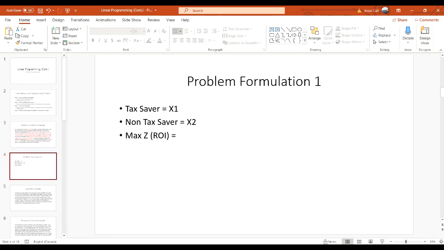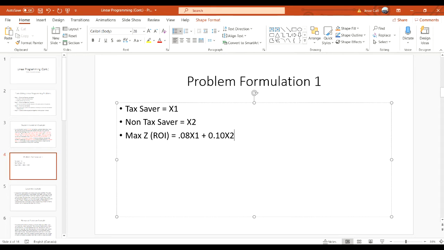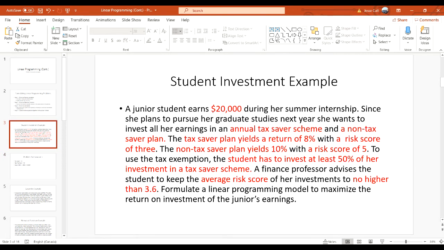So we come back here and we make it 0.08 x1 plus 0.10 x2. That's how we're generating our information. That's how we're going to determine our return on investment. So we come back to our question. Now we see there's a couple limitations governing what we're able to do.